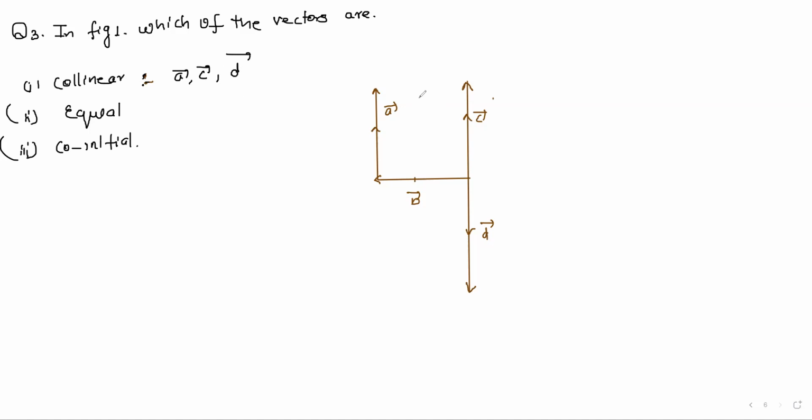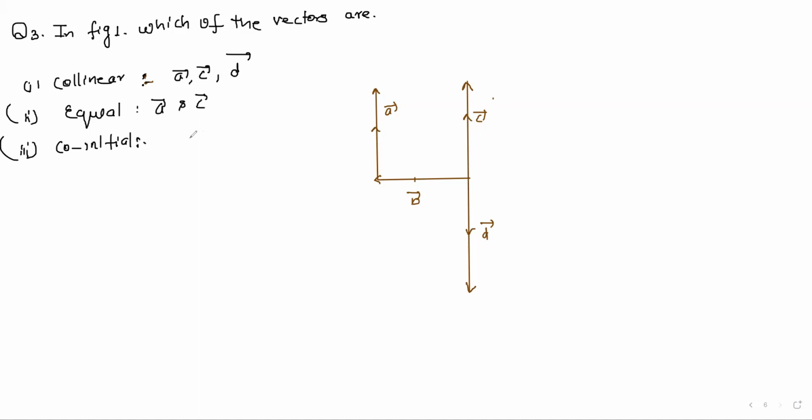Okay, because if we will draw a line here, A will be parallel to that line, C will be parallel to that line, and D is also parallel to that line. Therefore, A, C, D are collinear vectors. Okay, then for the equal, I got answer A and C. Very good, that's correct. Next is co-initial vector.